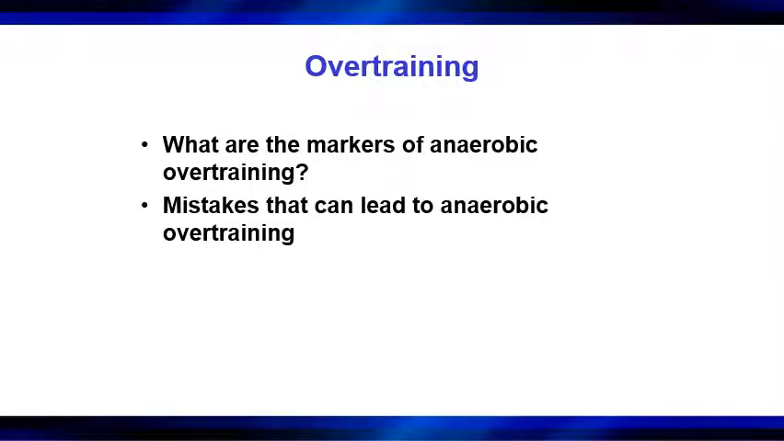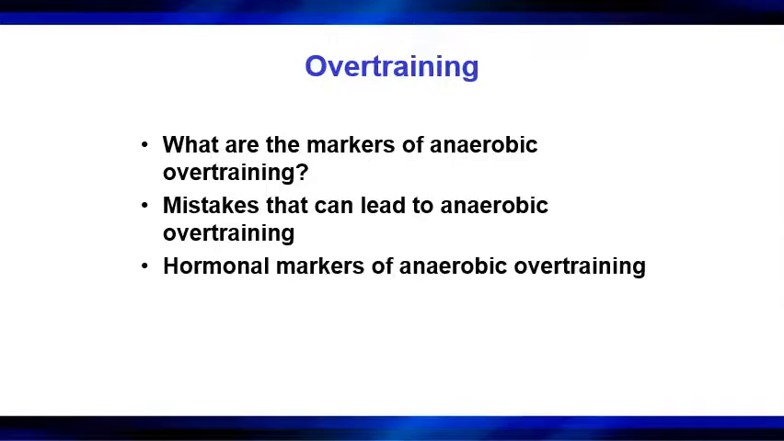So, mistakes that can lead to anaerobic overtraining. The chronic use of high intensity or high volume or some combination of the two. That's going to be something that's commonly, and again, it's just going to be more or less lack of recovery in conjunction with that. So, too rapid a rate of progression. Again, you want to make sure that you're not utilizing too much volume, too much intensity, and progressing it too fast, with the individuals not being able to recover.